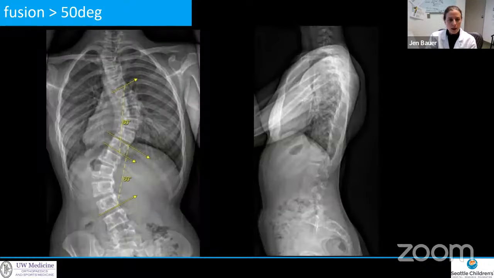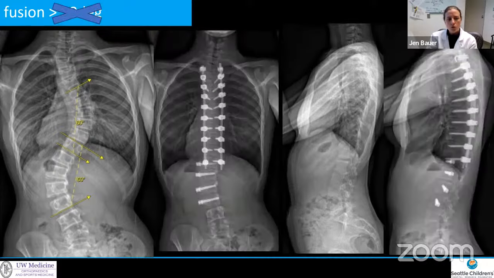Another reason to perhaps use a tether: these are two balanced curves, 60 degrees, triradiates are closed, but RISR is zero. So we're just within that 40 to 60 degrees, but pretty big curves. And we know that they perhaps don't get that much motion from a thoracic tether. So we could do a hybrid approach where we fuse the thoracic spine, tether the lumbar spine, and see how that does, while being able to decrease the chance of needing a reoperation but allow them more motion in the lumbar spine. So perhaps this is where we're going in the future.